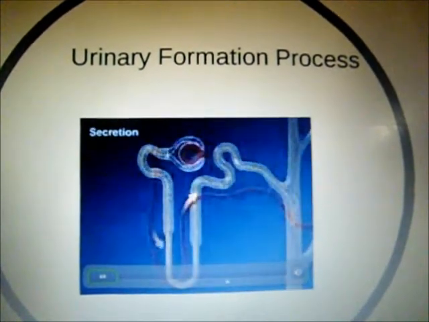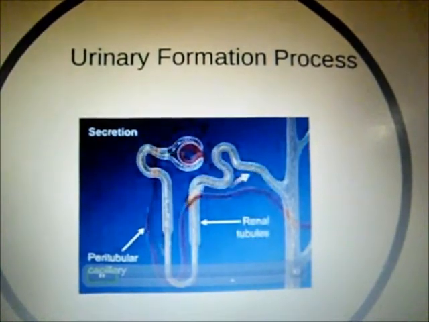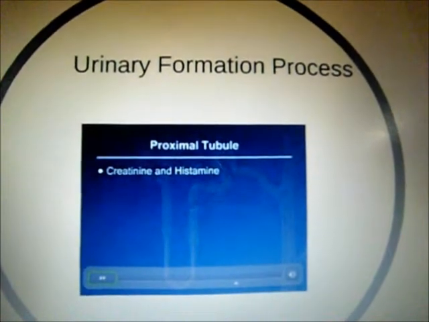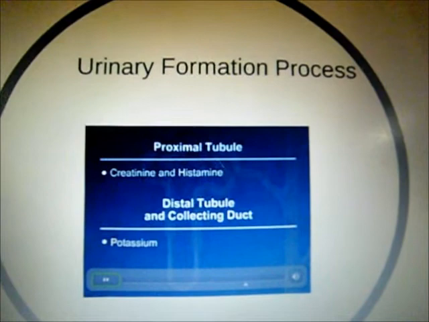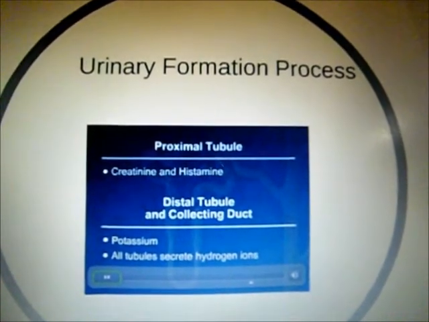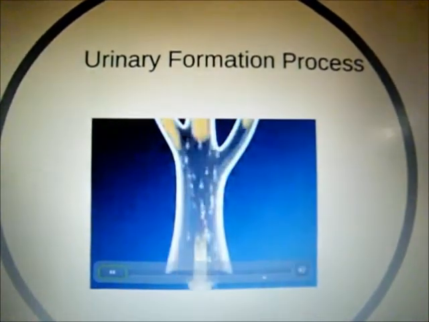In tubular secretion, substances move from the plasma in the peritubular capillaries back into the filtrate in the renal tubules. The proximal tubule secretes creatinine and histamine, and the distal tubule and collecting duct secrete potassium into the filtrate. All the tubules actively secrete hydrogen ions to regulate the pH of the body fluids. The filtrate is now urine.